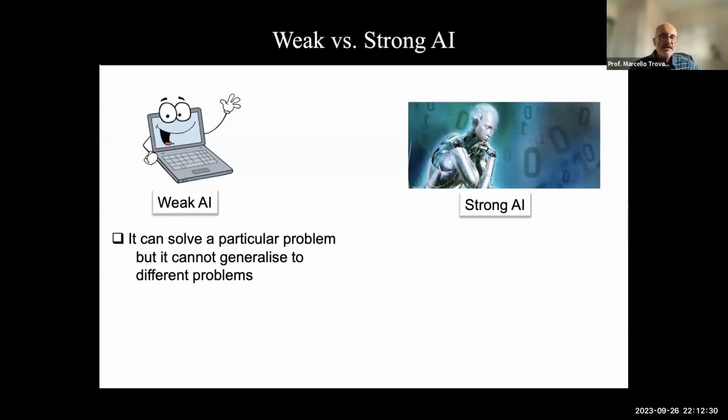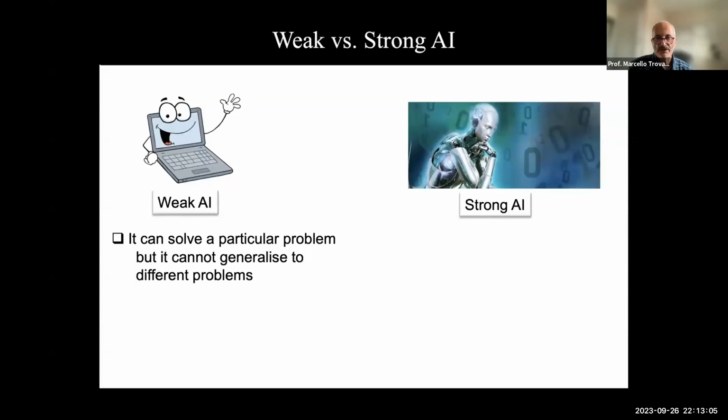Weak AI is really specific. Think about the old IBM Deep Blue, which actually managed to beat Kasparov playing chess. The system was able to understand and predict the potential moves and assess the likelihood that a specific move would have in terms of success.